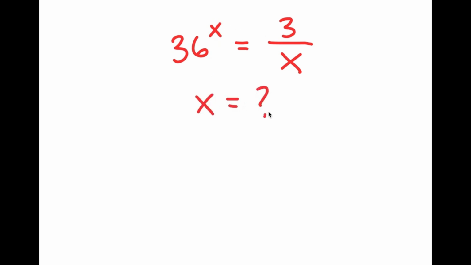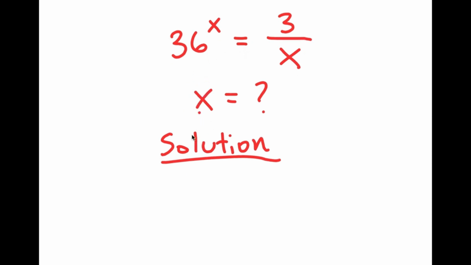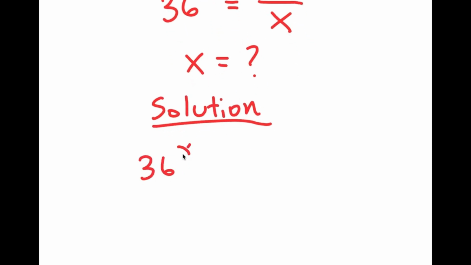Alright, so in today's video, I'm going to be solving the equation 36 to the power of x is equal to 3 over x. So my only variable in this equation is x, so that's what I'm going to be solving for. And now for my solution. So my equation is 36 to the power of x is equal to 3 over x.